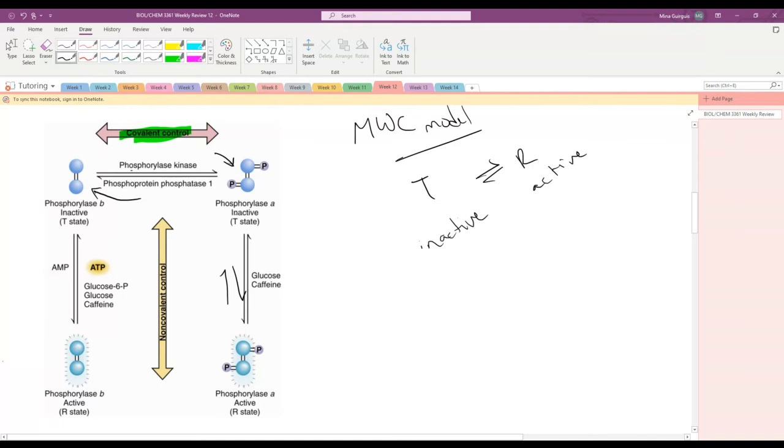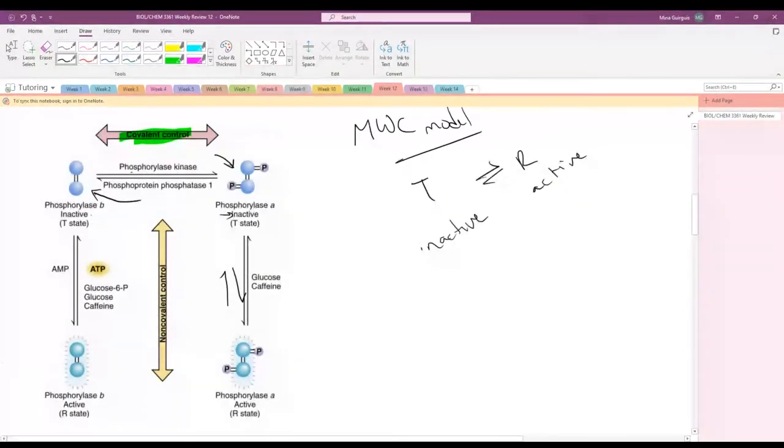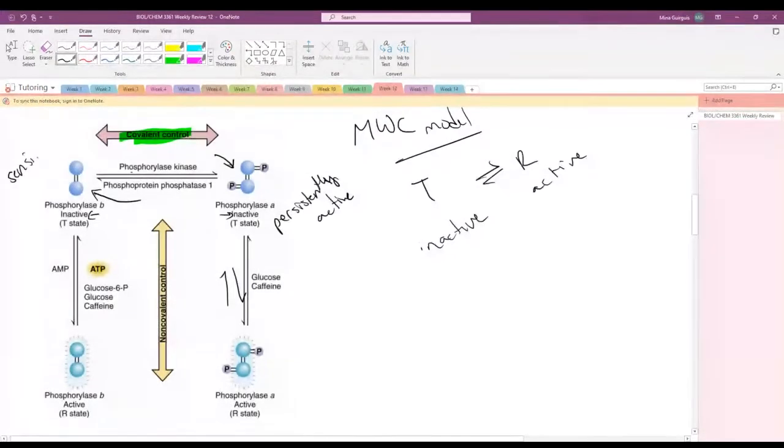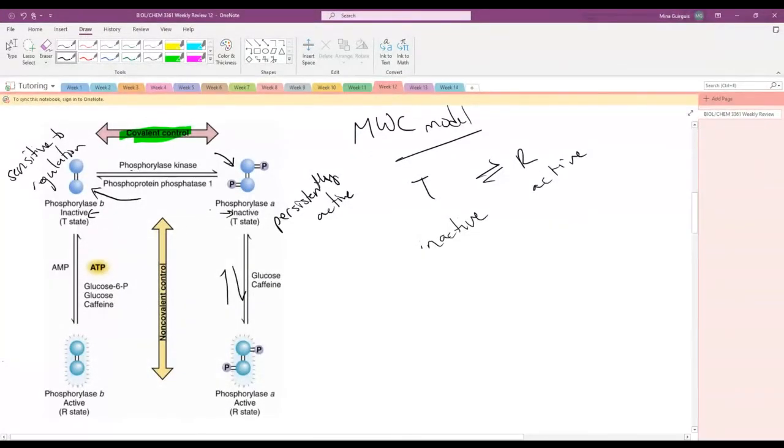I know that they both say inactive right here, but that's because we're dealing with the T state. However, in reality, A is, like I mentioned, the persistently active one. And B is sensitive to regulation. And we're going to talk about how that makes a difference when we get to the MWC part. But first, I just want to make sure we know the difference. Okay, so then let's look at the MWC part. Both of them are currently in their tense form.